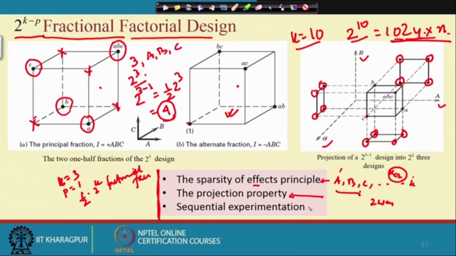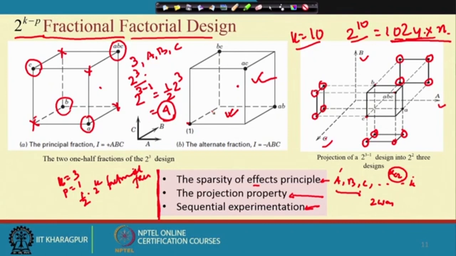Then another one is sequential experimentation. This is also supporting this fractional one. For example, suppose you have done this, what you have seen here, and you have analyzed the data. If you analyze the data using this design, you will not be able to estimate all the effect parameters A, B, C, AB, AC, ABC, because some will be confounded with others, because the data points are not available in the full set of independent experimental settings.